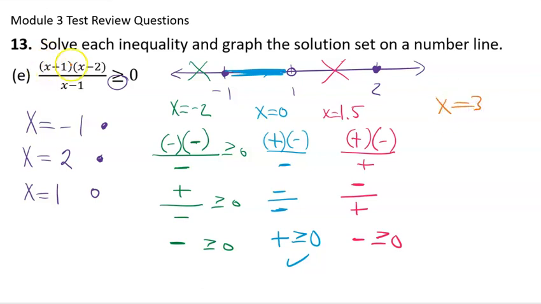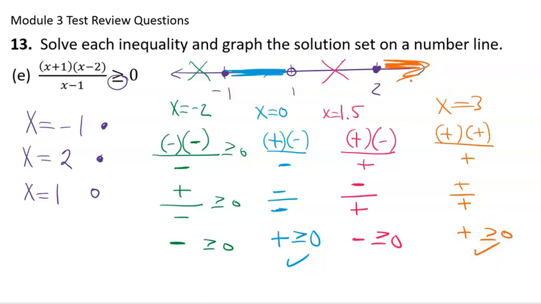Okay, so 3 plugged into x plus 1 is a positive number. It's 4. 3 plugged into x minus 2 is a positive number. It happens to be 1. 3 plugged into x minus 1 is a positive number. It's 2. Now all these positives on top divided by a positive is overall positive. Is that greater than or equal to 0? Sure is. I'm going to shade that in.